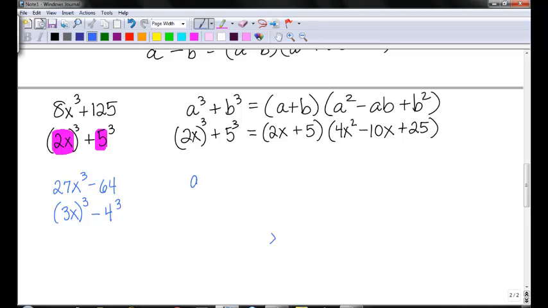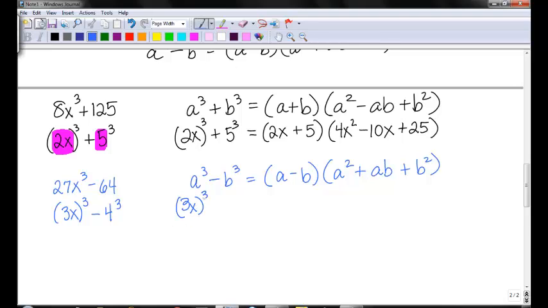So write down the pattern. So it's A cubed minus B cubed. If that's a minus, the first sign inside's minus, the second one's plus. Okay, and now this would be 3x quantity cubed minus 4 cubed.